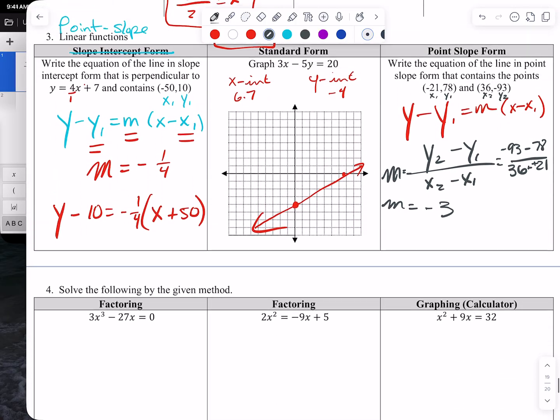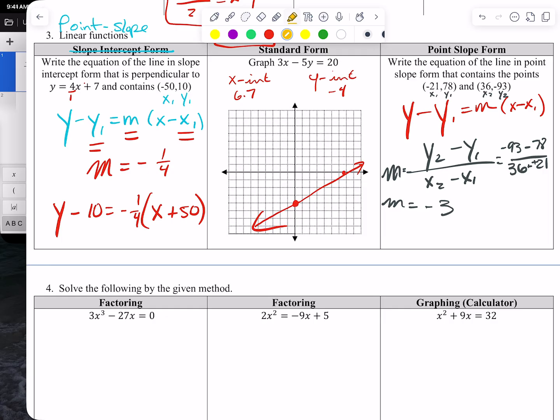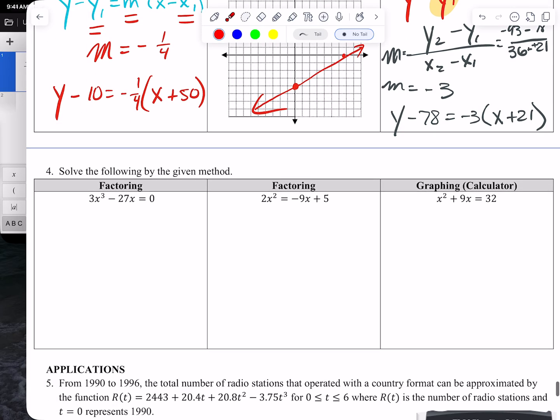So now we're just going to plug everything in. As before, we're only going to replace those 3 things, right? So this is going to pick any point. You can pick the first point or you can pick the second point. I'm just going to use the first point. So it's going to be y minus 78 equals negative 3, x plus 21. Had you used the second point, you would have got the same answer. It looks different, but it's the same thing.